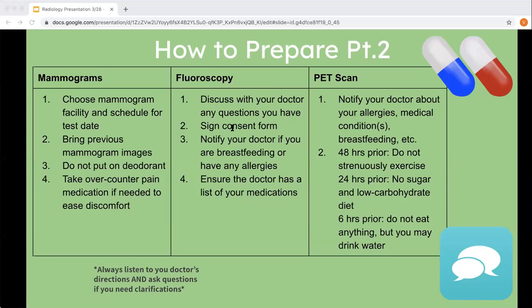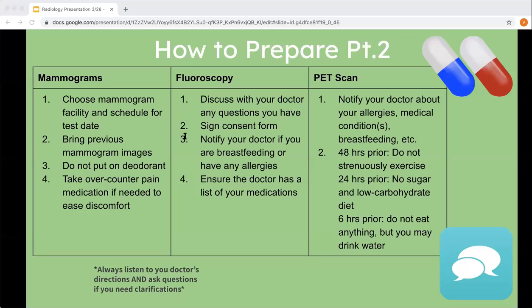To prepare for a fluoroscopy scan, you will generally want to write down any questions or concerns you have so that you can discuss them with your doctor prior to the procedure. Then you will need to sign a consent form, which gives the doctor permission to perform the procedure on you. If you're breastfeeding, you will also want to let your doctor know, as well as if you have any allergies. Lastly, you will want to ensure that the doctor has a list of all your medications. This is just so that your doctor knows what kind of specific procedures to perform or not to perform on you.